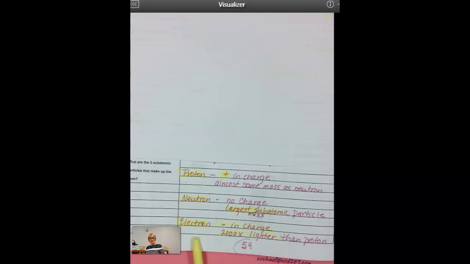You have the electron, which is negative in charge. The way they describe it is that it's about 2,000 times lighter than the proton, or the proton weighs 2,000 times more than the electron. Again, I would pause and be sure you have that recorded.